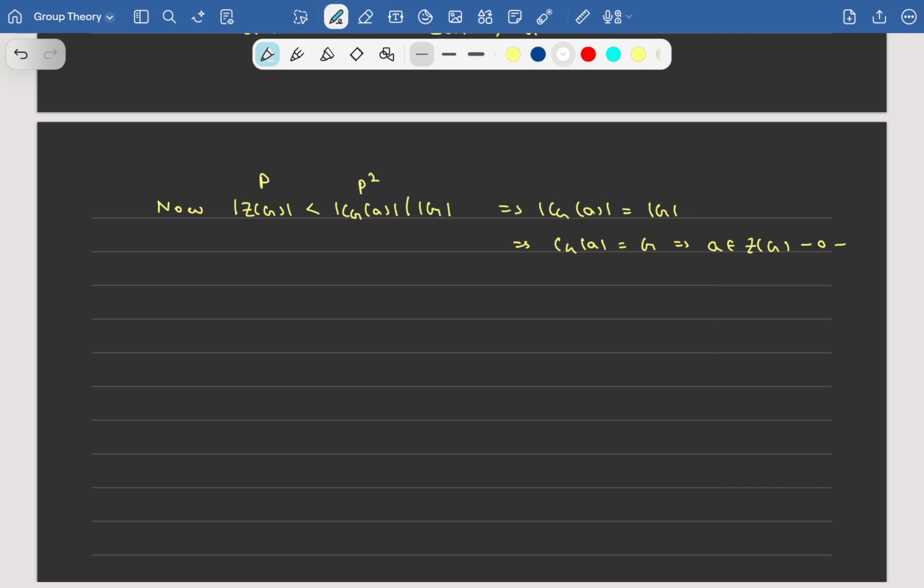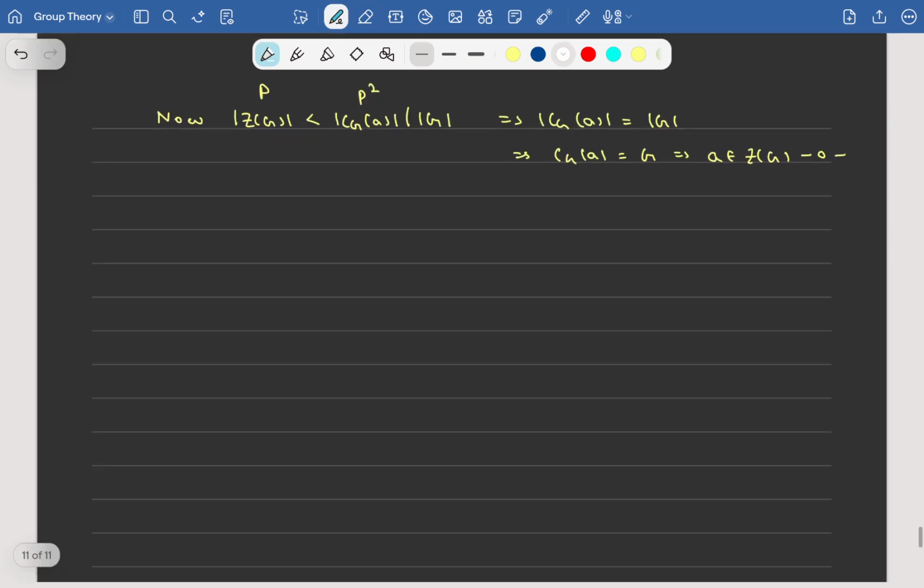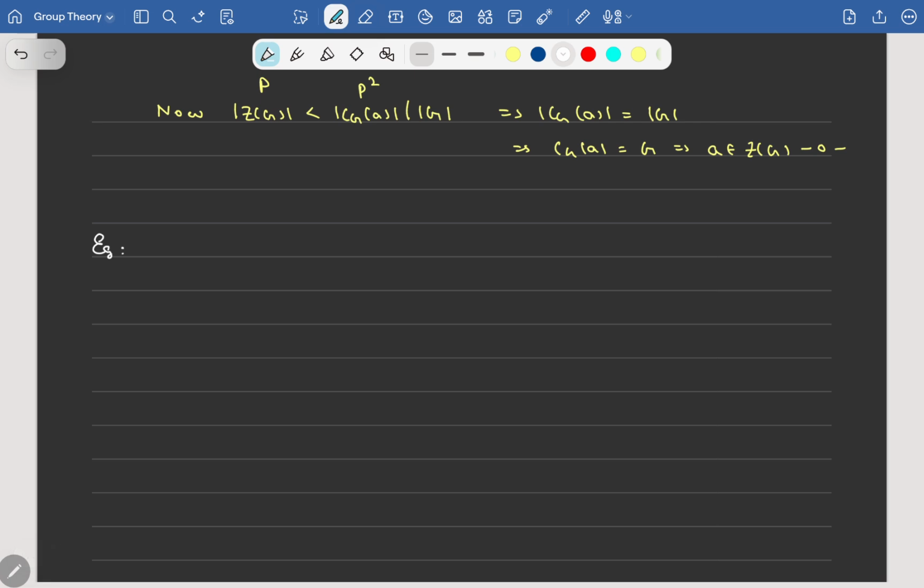So the only possible order of the center for a non-abelian group of order p cubed will come out to be exactly p. Okay. So for example, you can consider the group, let's say D4, which has 8 elements. So these are the symmetries of the regular square. Or you can also consider Q8, the quaternion group. So both of these are non-abelian, and the order is 2 cubed.